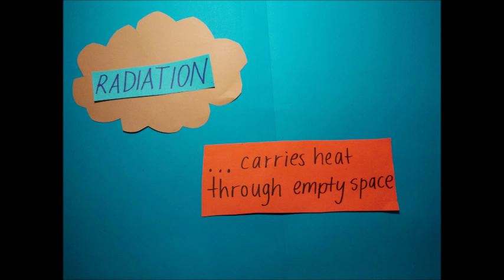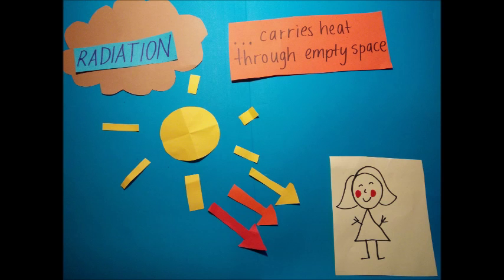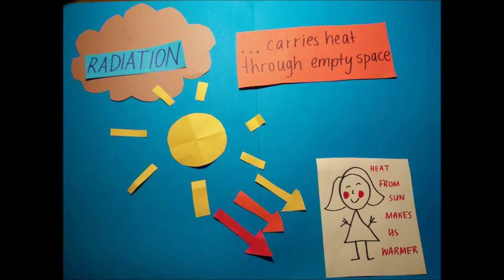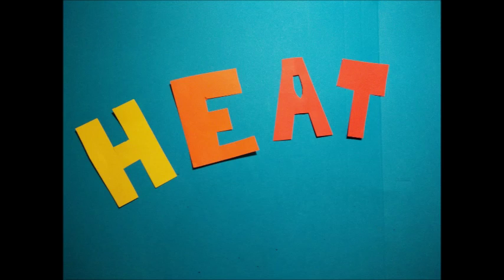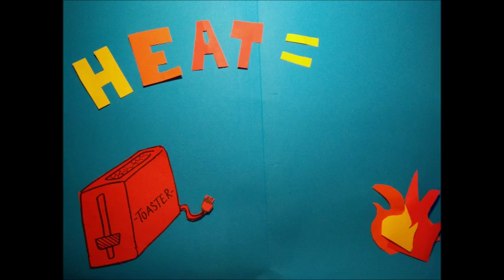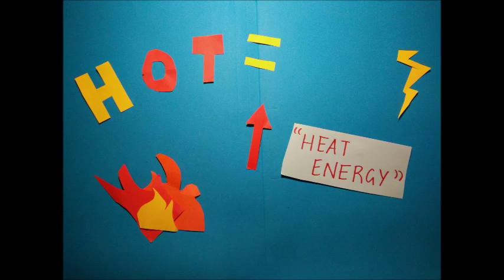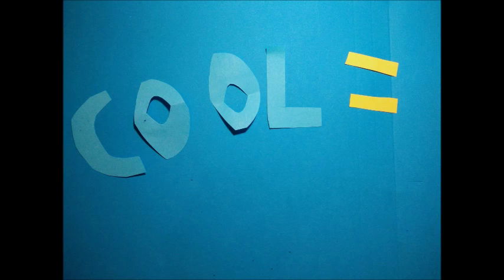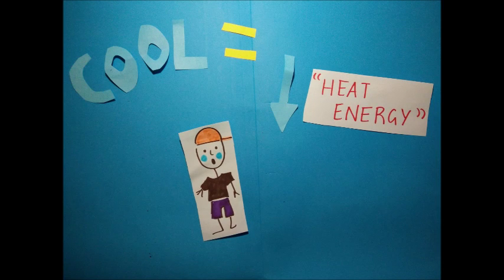Radiation is the 3rd major way heat travels. Radiation refers to how heat can travel through an empty space, like heat from the sun or heat from a fire. Heat is just another way of saying heat energy. This means when something is hot, it has high heat energy, and when something is cold, it has, can you guess? Yes, low heat energy.